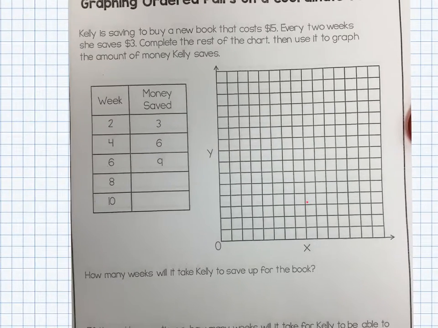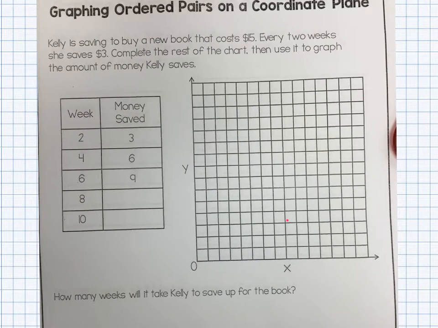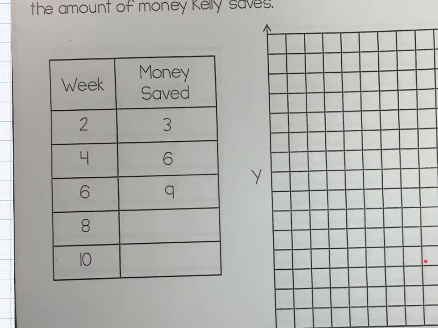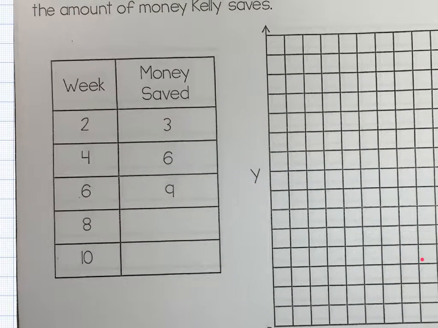All right, Kelly is saving to buy a new book that costs $5. Every 2 weeks, she saves $3. Complete the rest of the chart, then use it to graph the amount of money. All right, so every 2 weeks, she saved how much? $3. Very good. So after 2 weeks, she had $3.